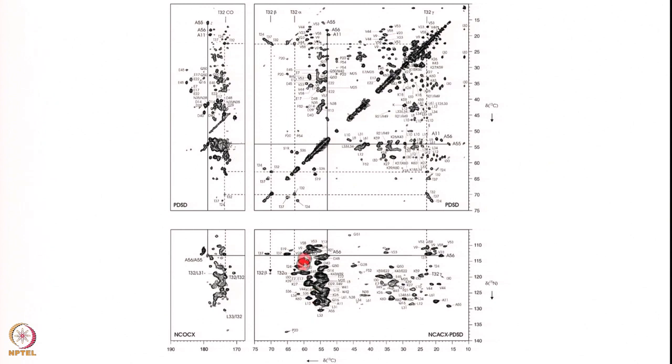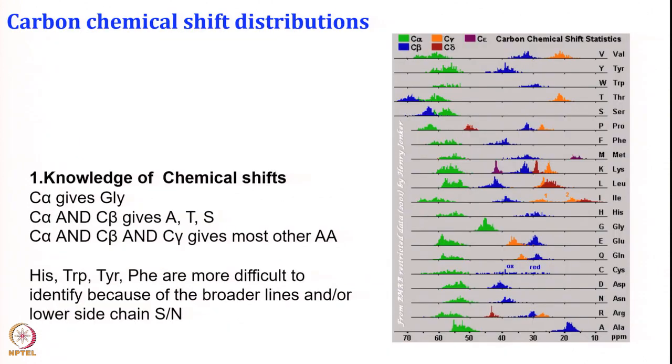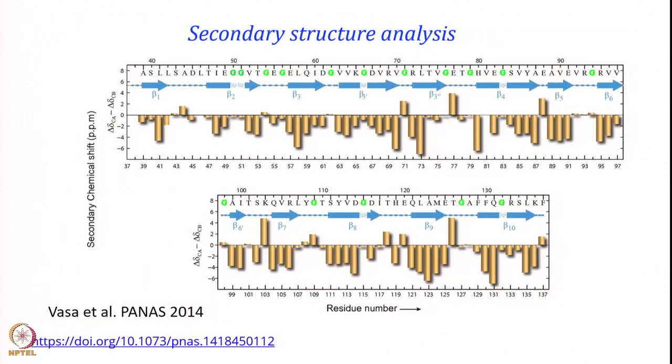We can start from threonine, which has a distinct chemical shift. Serine has a distinct one, alanine has a distinct one, and glycine again comes somewhere here. So you can use these distinct chemical shifts for resonance assignments, and once you have the resonance assignment, you subtract the sequence-corrected random coil chemical shift of, say, C alpha and C beta, and plot along the sequence.